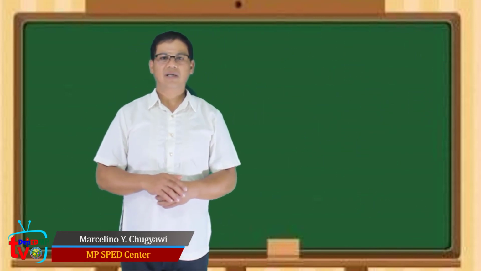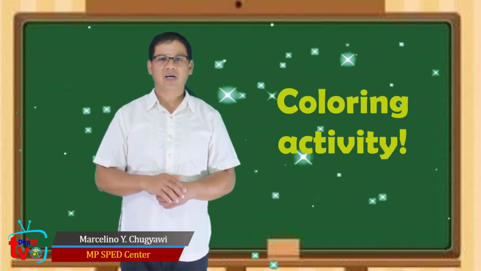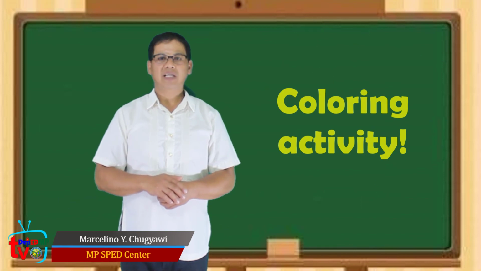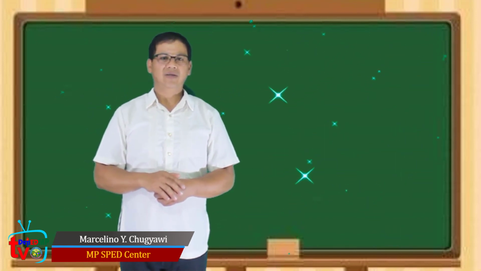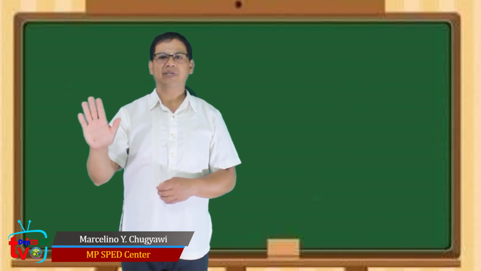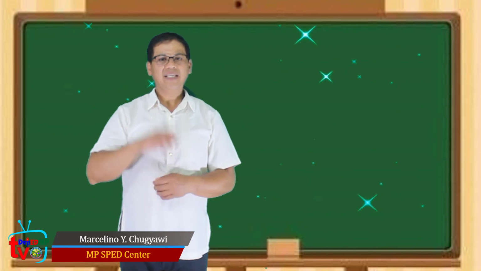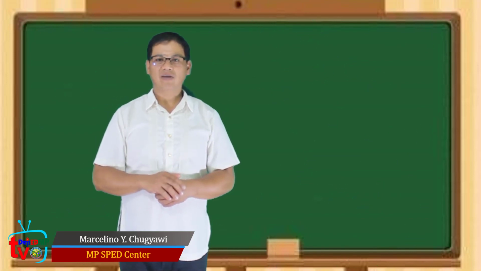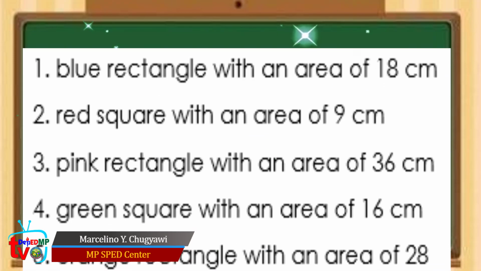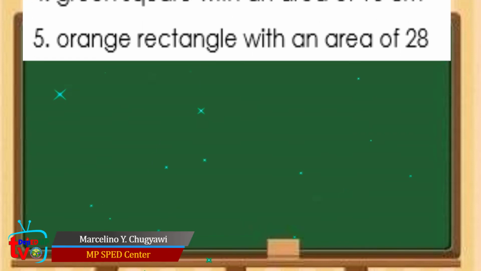Turn your module on page 17 and prepare your crayons because you will do coloring. I will give you 4 minutes to do the activity. You can pause or stop the video while doing your work and click play after 4 minutes. Is that okay? Are you done?